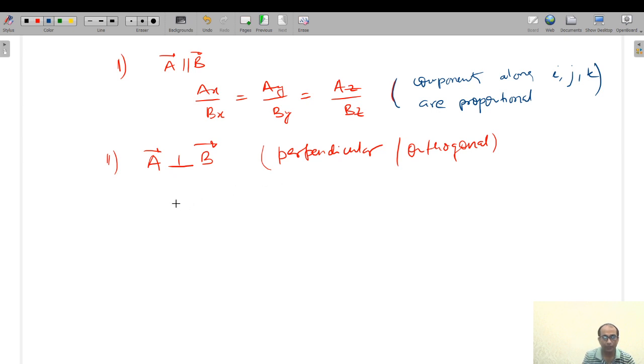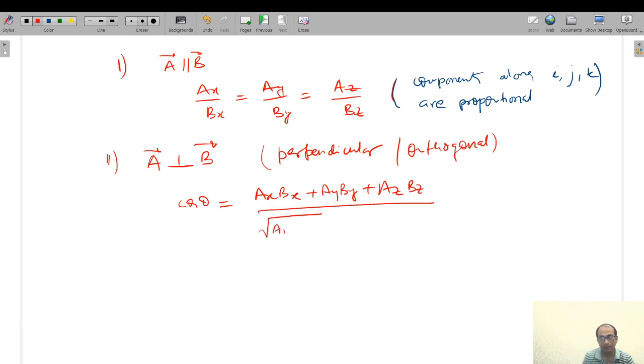परपेंडिकुलरिटी में क्या होती है? हमने देखा था cos theta के लिए एक्सप्रेशन, राइट. सो एक्सप्रेशन फॉर cos theta वाज ax bx plus ay by plus az bz, right? And the denominator we had the magnitude of vector A, which is nothing but this, and the magnitude of vector B.